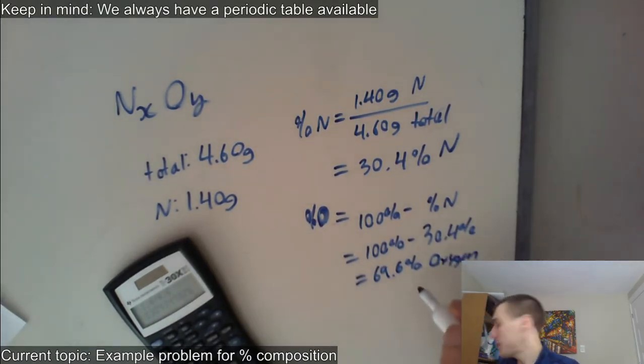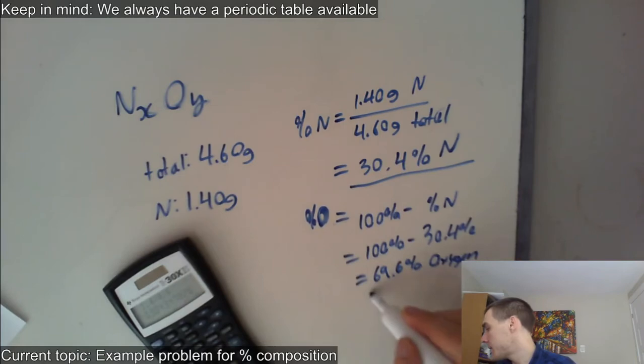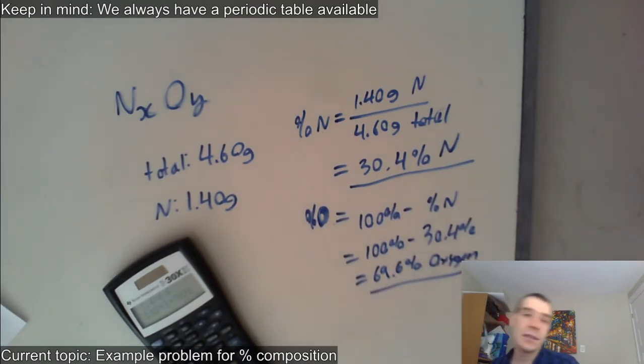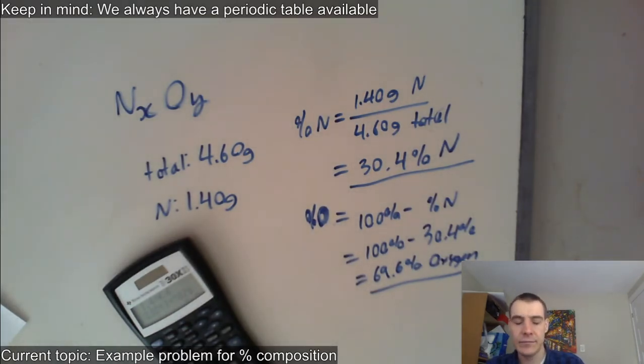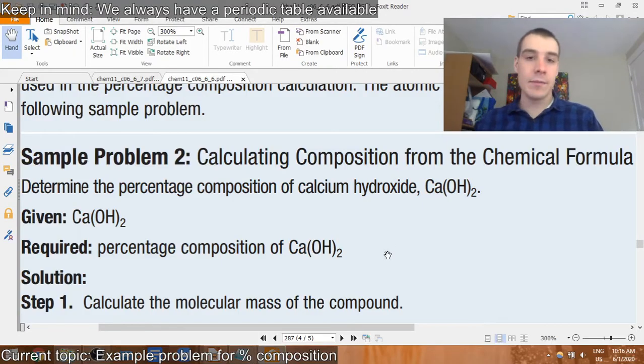Okay, simple answer. So it's 30.4% nitrogen and 69.6% oxygen. And that's how we figure out the percent mass there. Then we're going to do another sample problem where we're going to go from the formula. So we'll do a second sample problem.